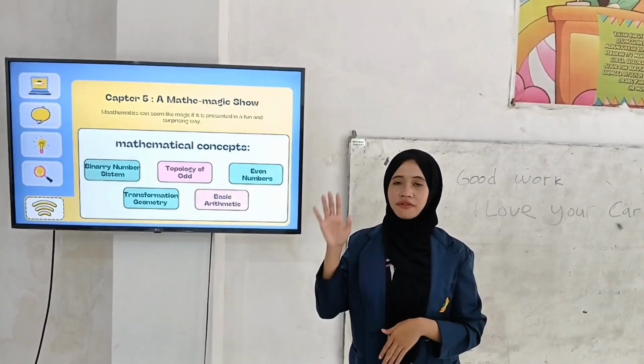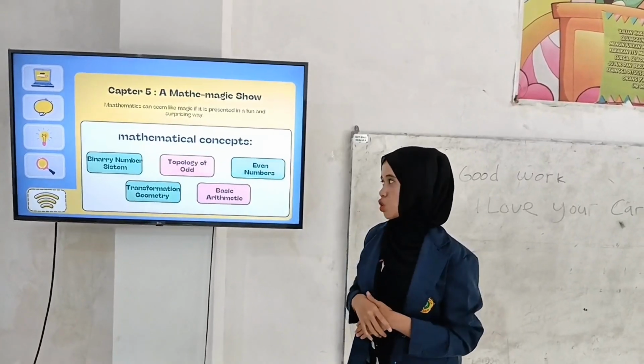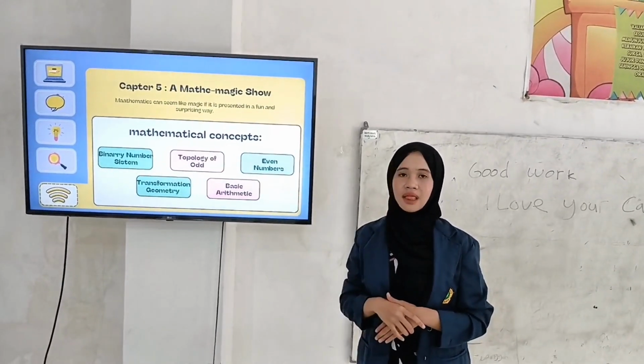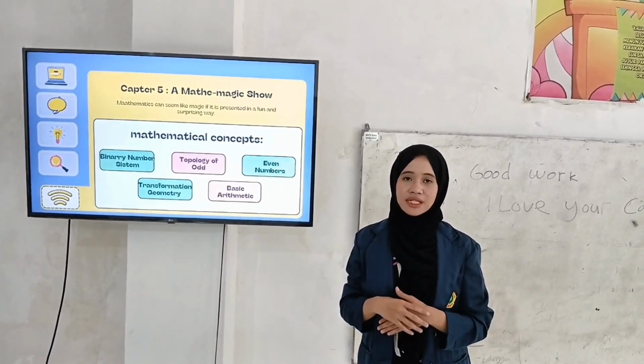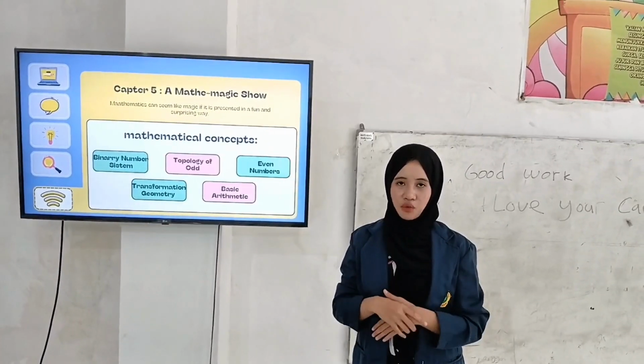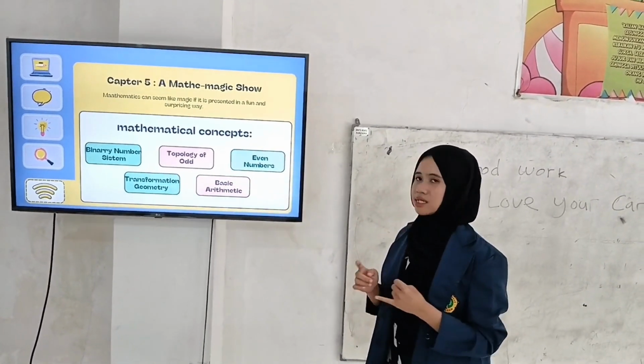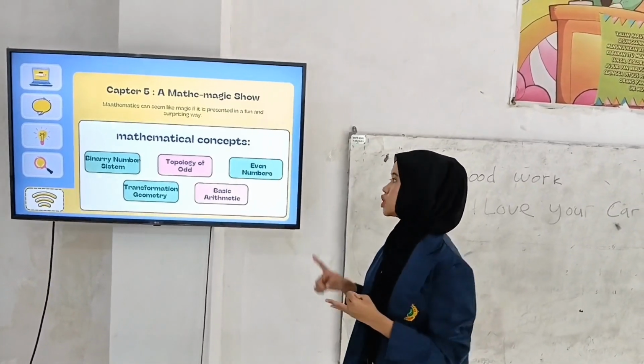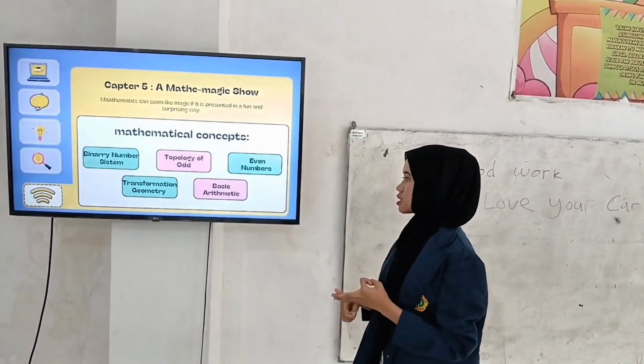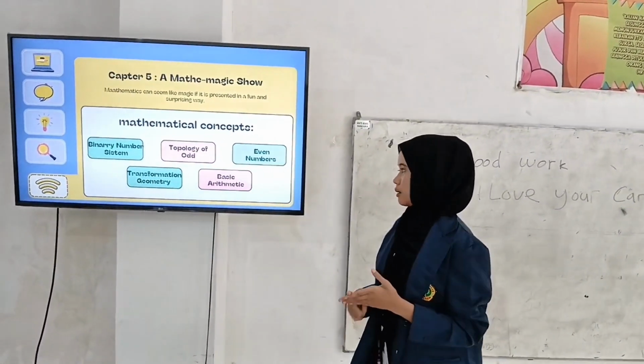Now we are going to chapter 5 about a mathematics show. Mathematics can seem like magic if it is presented in a fun and understandable way. The mathematical concepts are binary number system, topology of odd and even numbers, transformation geometry, and basic arithmetic.